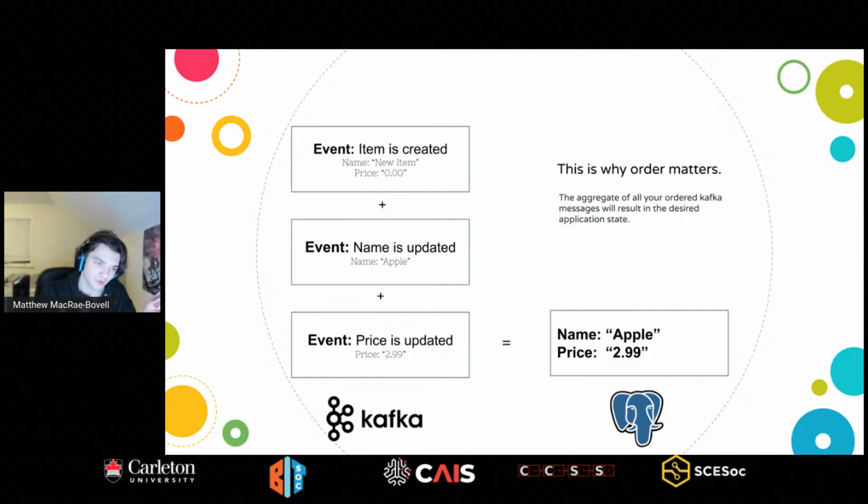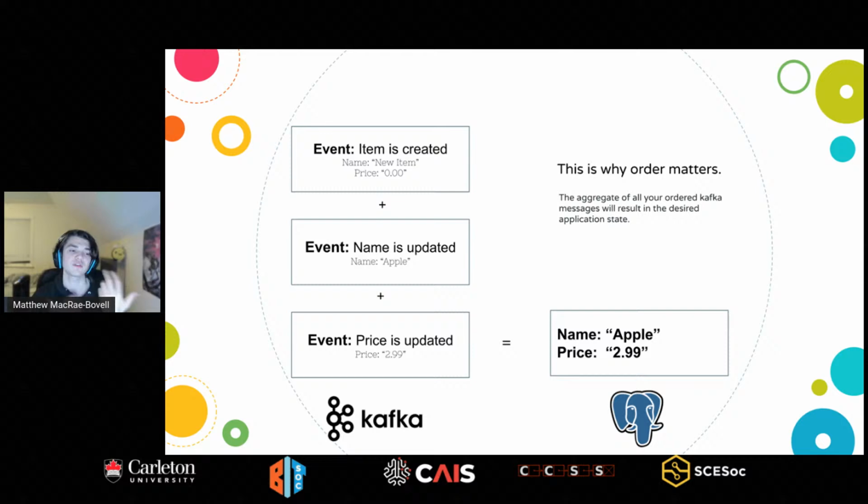But this is why the order of the log matters. In order to make sure that the aggregate of your events actually results in the proper state of your database, you need these messages to be in order. If they weren't in order, you might get something like, let's say, the message for item created came after the name is updated. That would just break your application. There would be a problem there, right? So what would you do? It just wouldn't make sense. So making sure that everything is in order is very important.